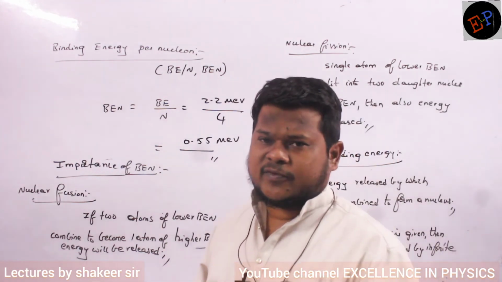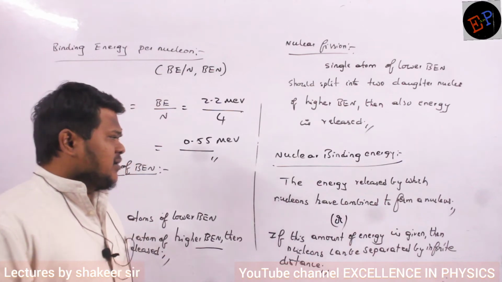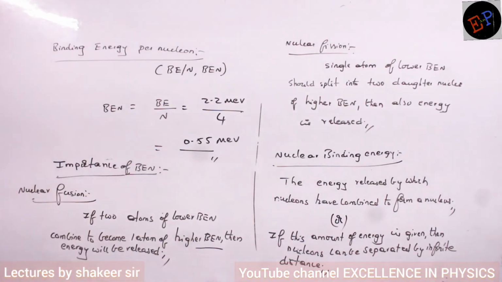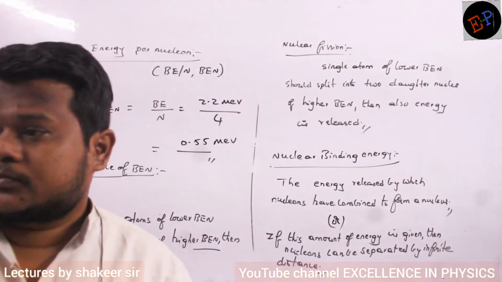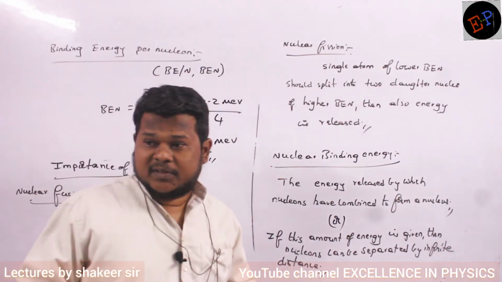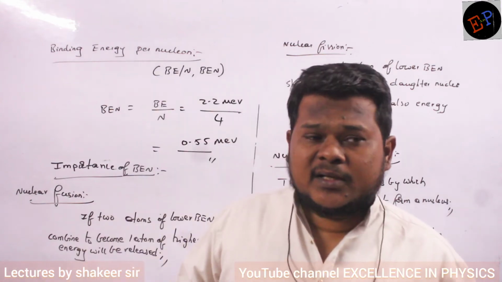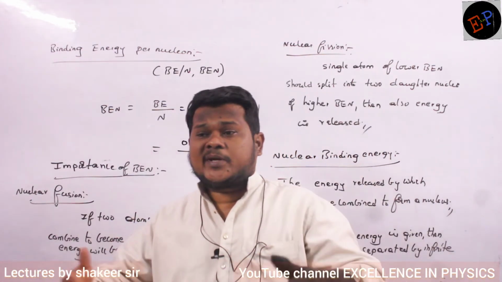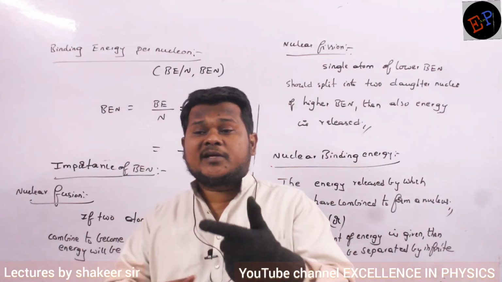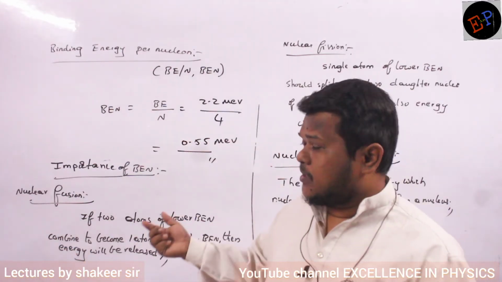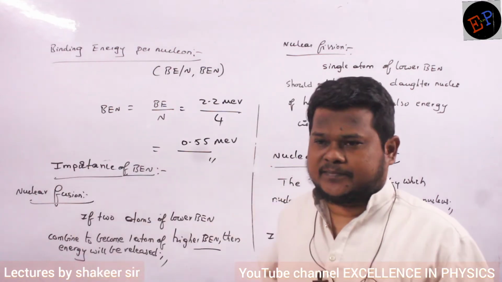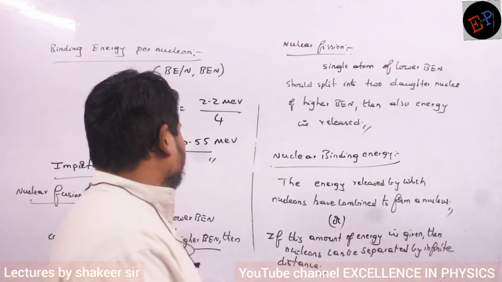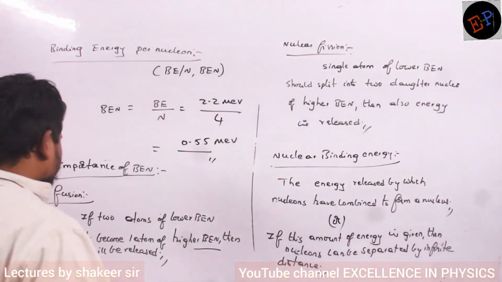Okay. So first of all, let us draw the diagram of different BENs of the periodic table. Make a note of this: energy should be absorbed in that condition. Are you able to understand? If a higher BEN converts into lower BEN, then energy should be absorbed. Energy is released only when lower BEN converts into higher BEN. Understood? That's it.